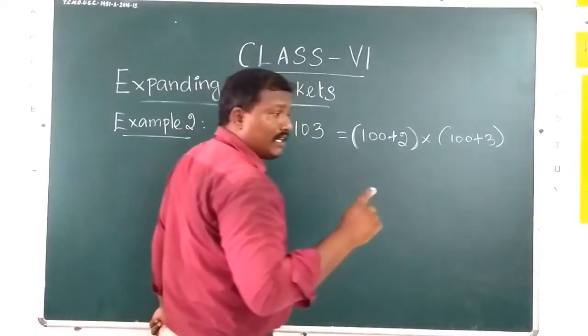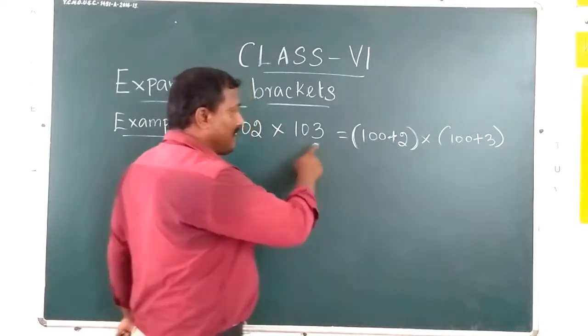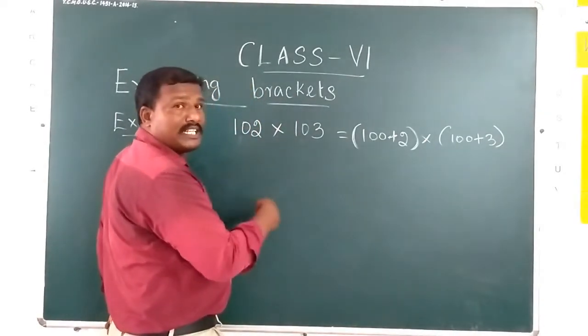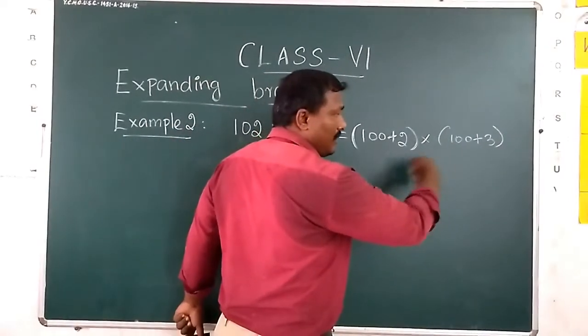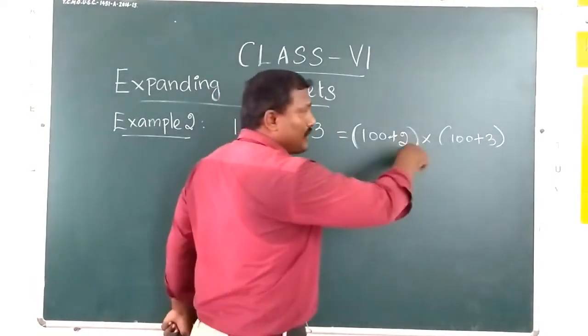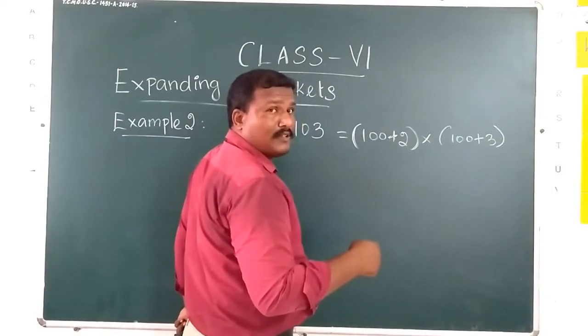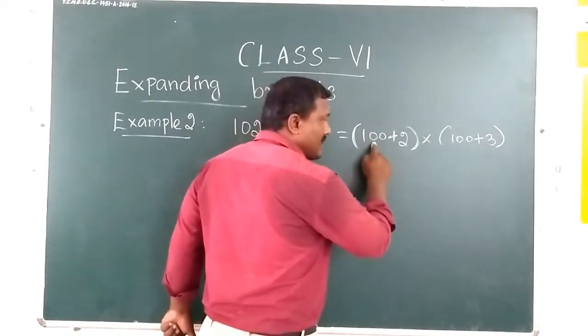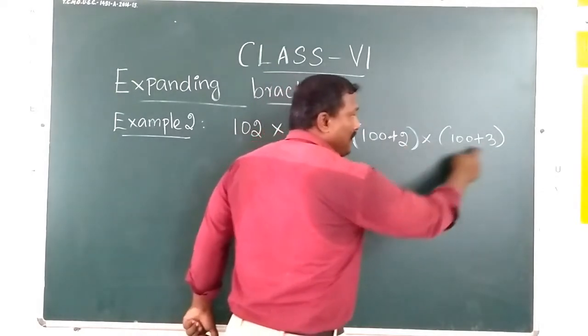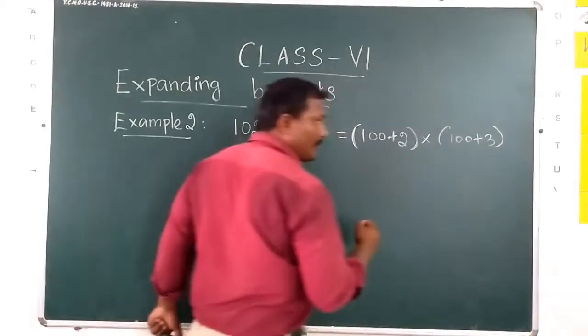So if you multiply this, you have to multiply this number, it will take more time. But if you multiply this way using a bracket, it's very easy. Okay. First, what I will do, I will take this 100 and multiply with this 2 whole.